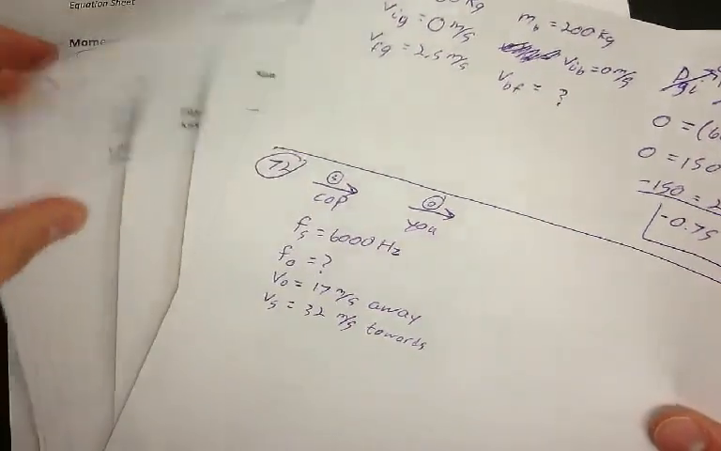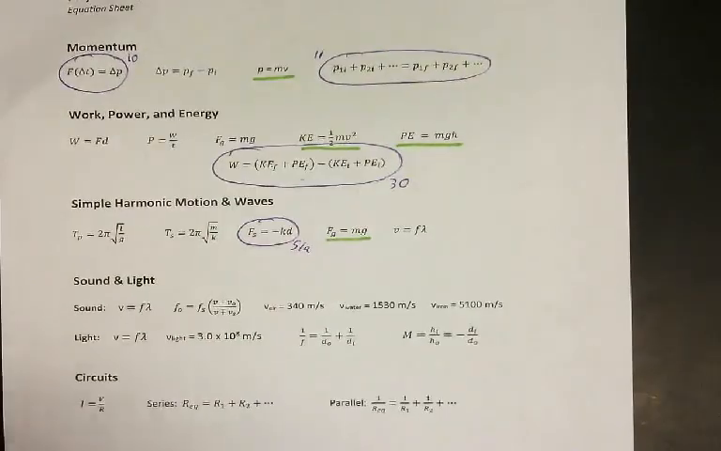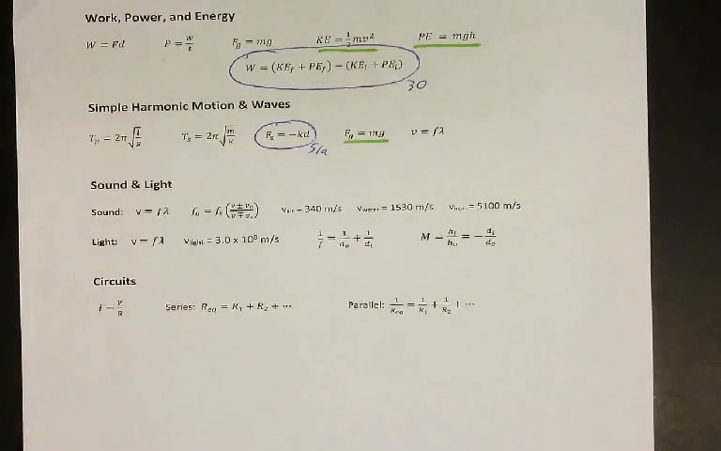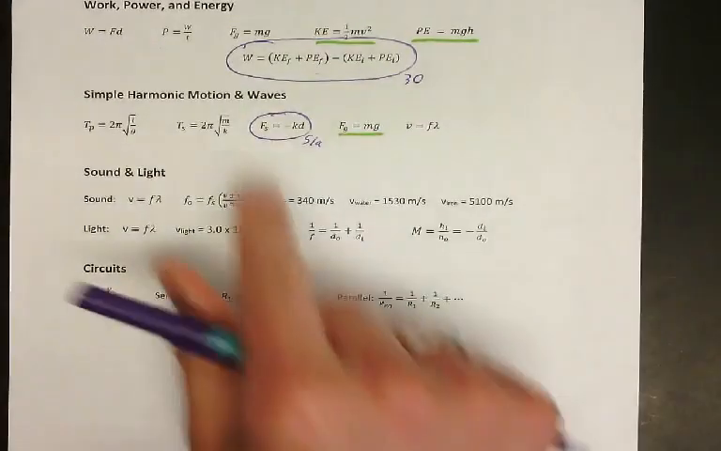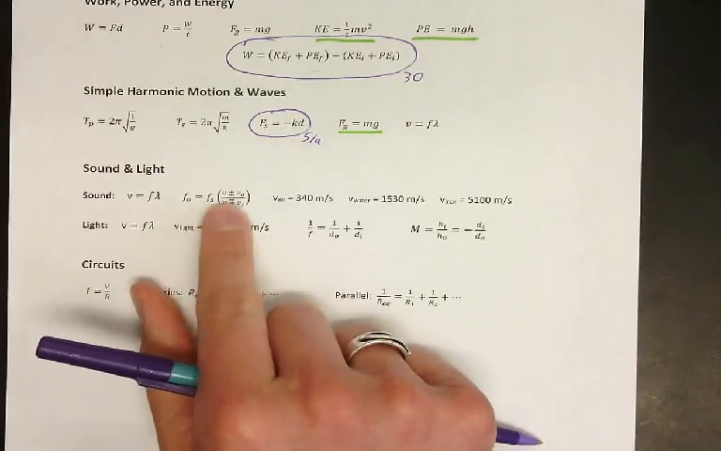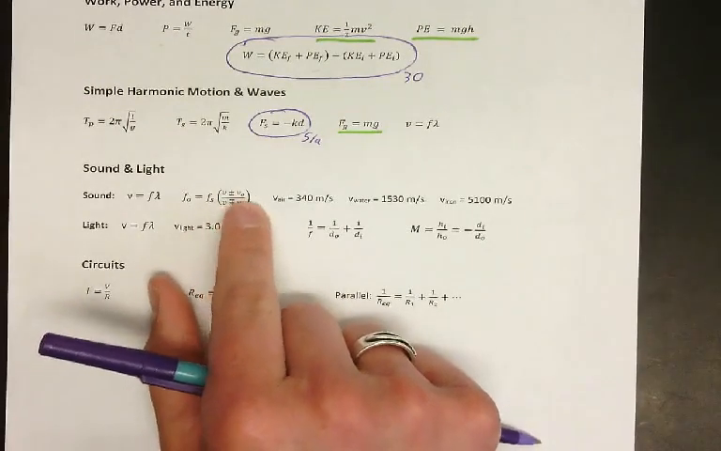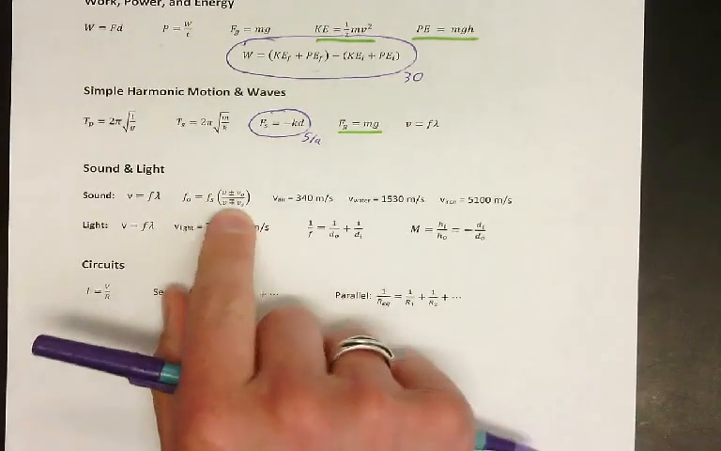All right, equation sheet. There you are. So the Doppler effect is the one we need to use because we're talking about shifts in frequency because of velocity. So here it is: FO equals FS, V plus or minus VO over V minus or plus VS.